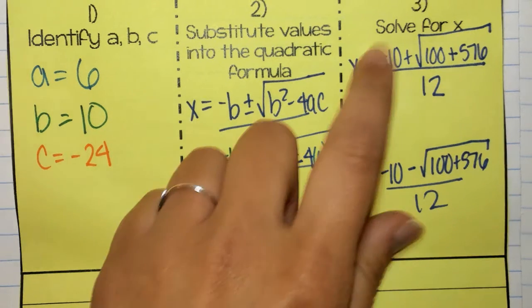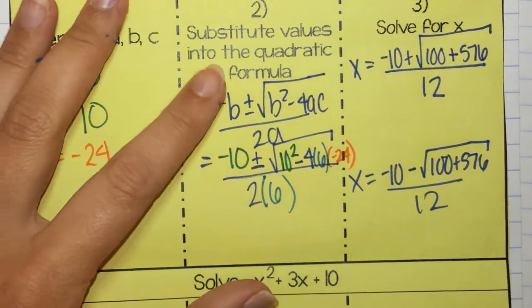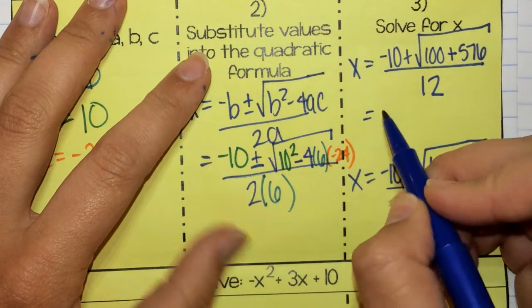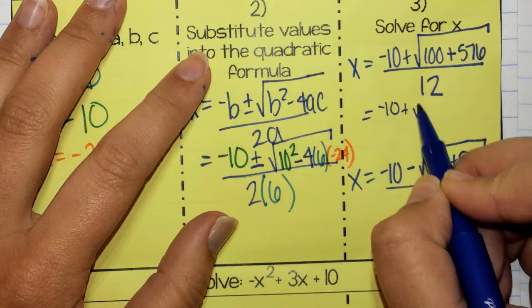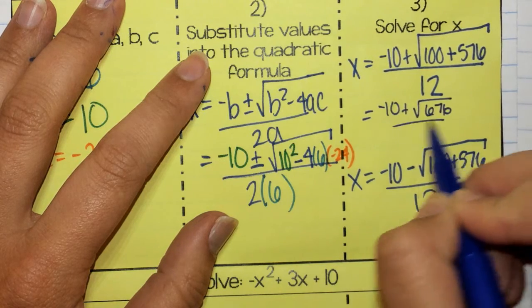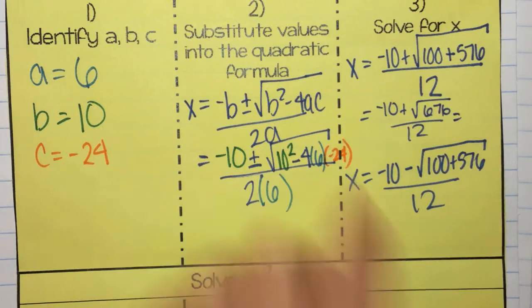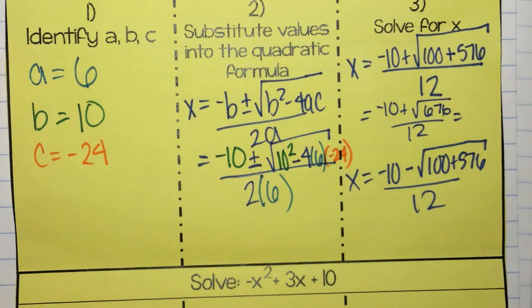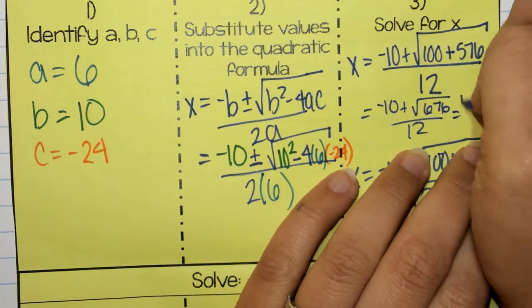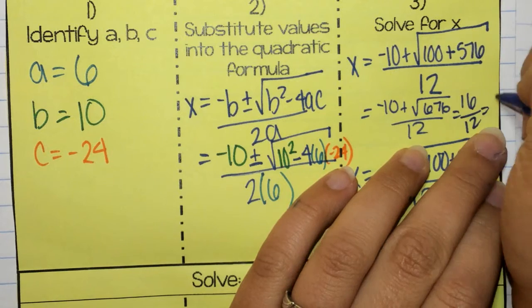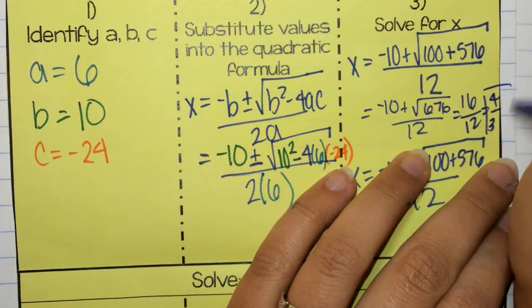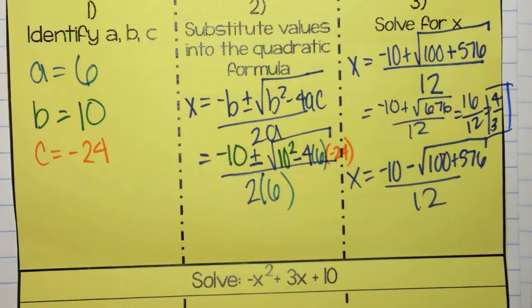What's 100 plus 576? 676. And the square root is? 26. Okay, so what's negative 10 plus 26? 16. And you get 16 twelfths, which reduces to 4/3. And we're not afraid of a fraction. Does everybody see how I got that?